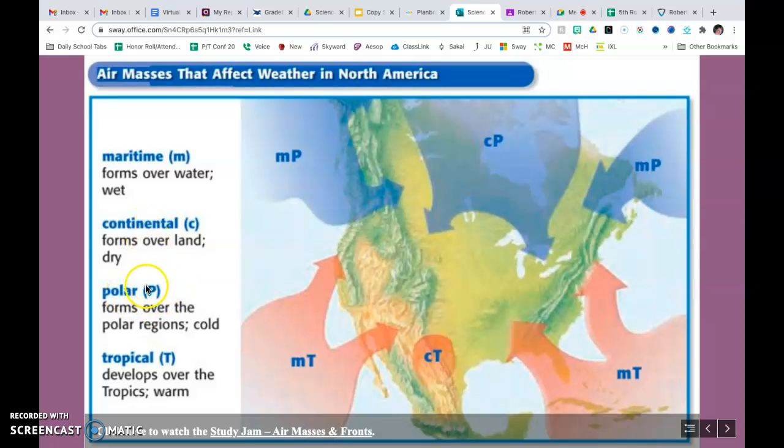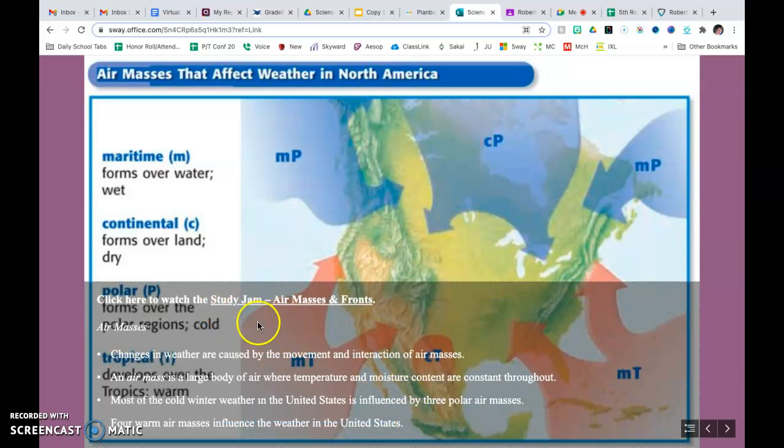Polar, represented with a capital P. It forms over the polar region, so it's cold. And tropical, with capital T, develops over the tropics. Therefore, it is warm. So you combine these 4 terms to give you the different air masses. So we have a maritime polar, we have a maritime tropical. We have a continental polar, continental tropical. And here's maritime polar and maritime tropical again on both the east and the west. You're going to go back and watch the study jam on air masses and fronts.